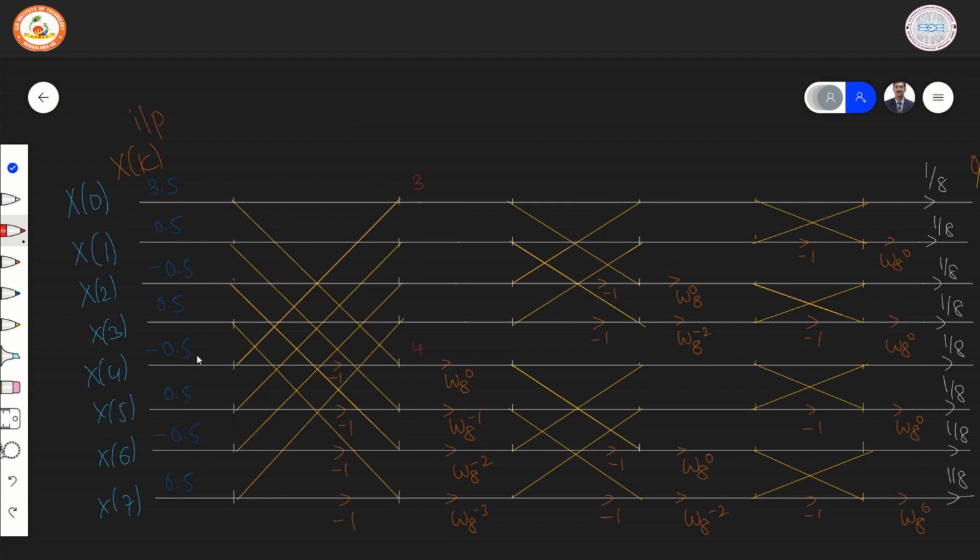Similarly, proceeding for the rest of the pairs of inputs, we can write the result. So here we calculate the sum. This is also the sum, and this is also the sum. Whereas the bottom ones are all the difference of the respective inputs. And the difference, when it's calculated, we get the answers as 0.